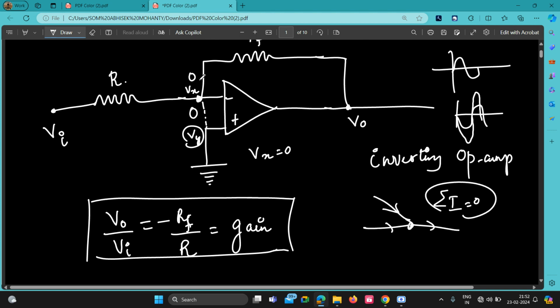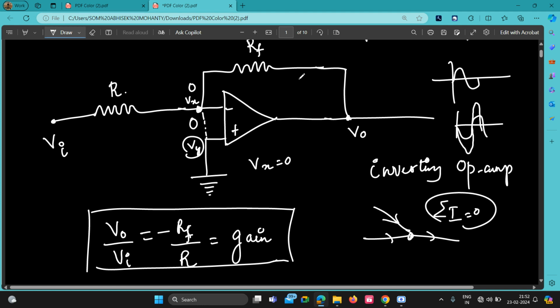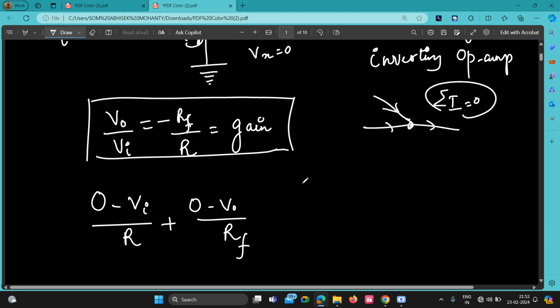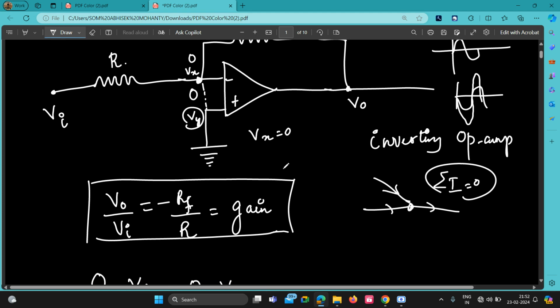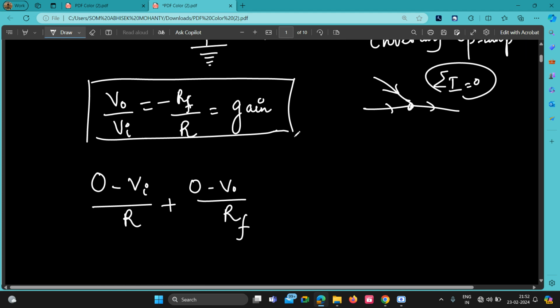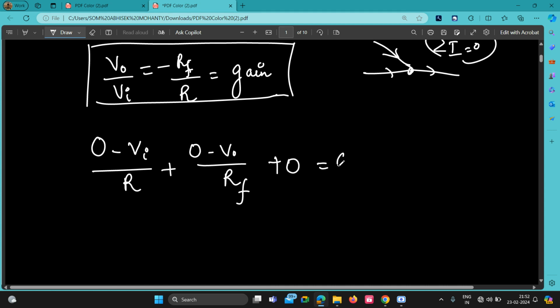Plus zero minus V naught by RF, because this resistance is RF. And the current going into the op amp input is actually 0. So plus 0 is equal to zero, the summation of all currents.